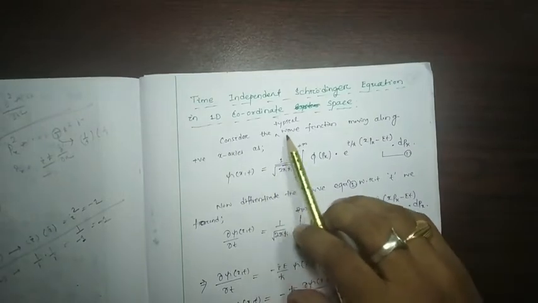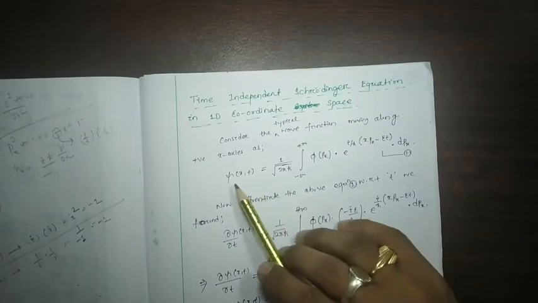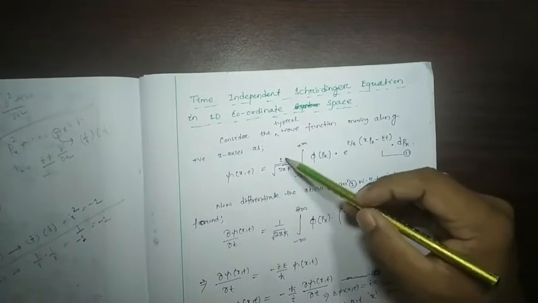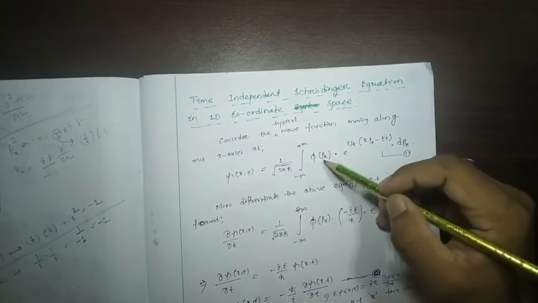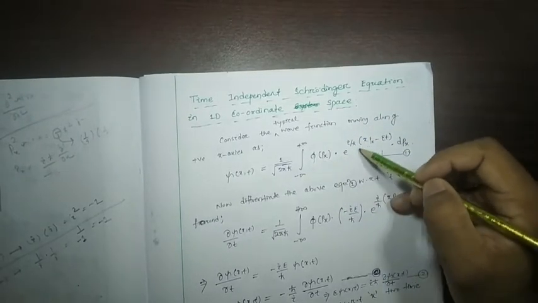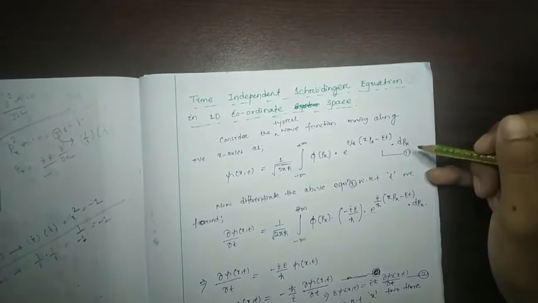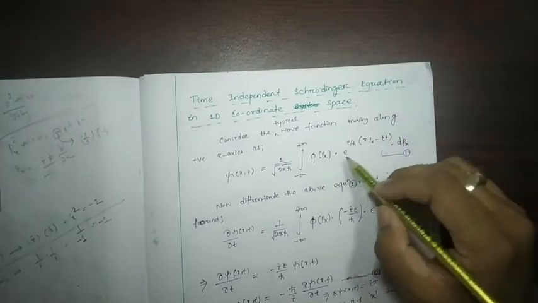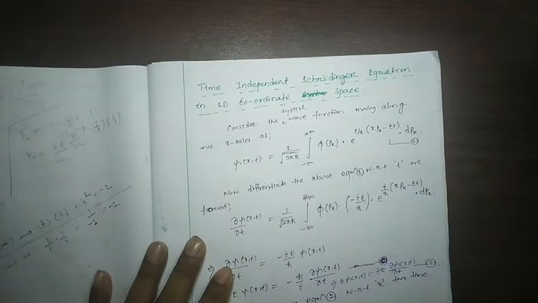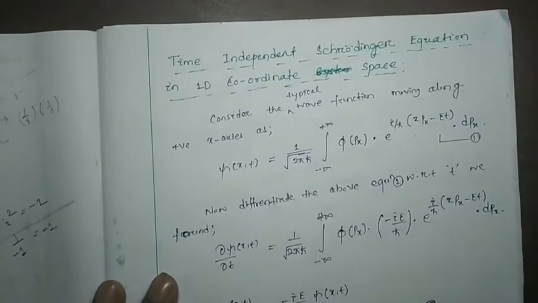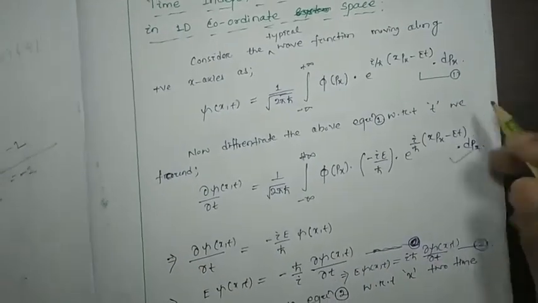So consider our previous topic, that psi xt is equal to 1 by 2 pi h cross integral phi px into e to the power i by h cross x px minus Et into dpx. Let this be equation number 1. This is the representation of a wave function moving along the positive x-axis direction. Now we have to differentiate the above equation with respect to t.